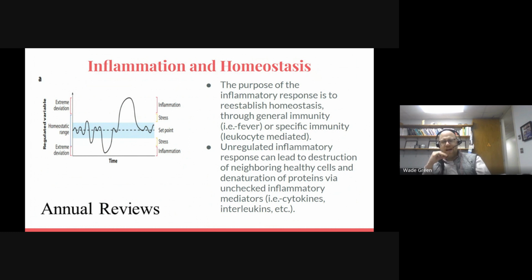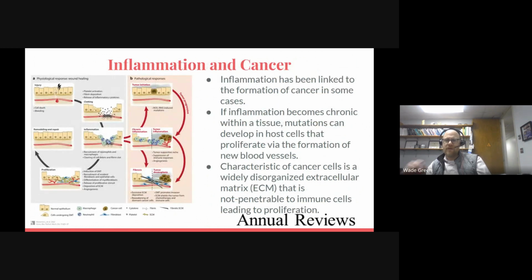But you can see that when we have those really sharp dips, either above or below that homeostatic range, we develop an inflammatory response. And as we'll see in a second, this has been implicated in the formation of certain diseases, including cancer and something called amyloidosis that we'll talk about. So here's the deal.